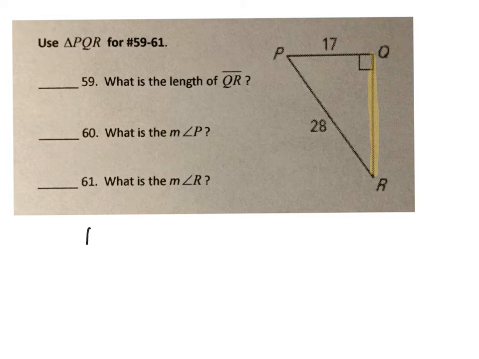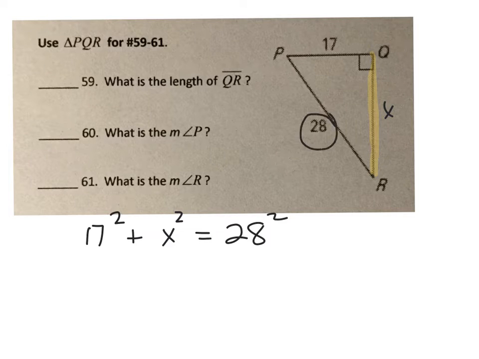We know that 17 squared plus x, so I'm going to call this x, squared equals 28 squared. Okay, 28 is a hypotenuse. The hypotenuse always goes by itself. So calculator on, 17 squared is 289. 28 squared is 784.